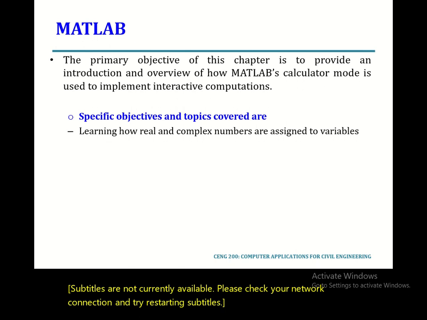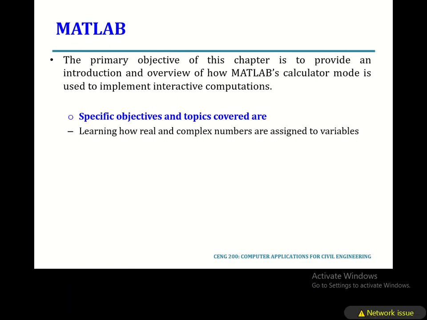What is a real number and what is a complex number? Anyone? Anybody heard about iota? Iota, i. Square root of -1. This is called iota. Square root of -1 is called iota.